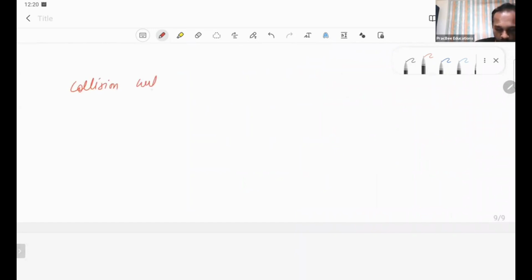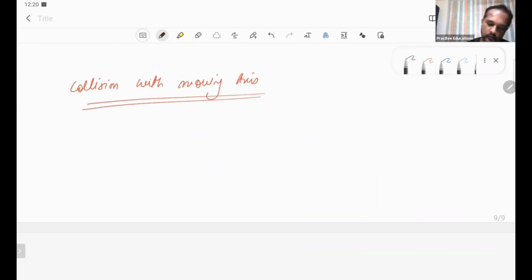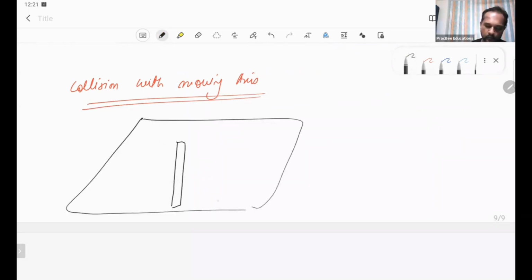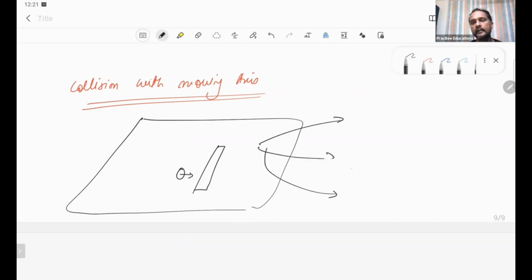With moving axis. So we have a rod, and this rod is freely kept on a horizontal surface. Let's say this is kept on a horizontal surface, and a ball comes and hits it. In such a situation, we can apply three equations, or one of the three equations, or two of the three equations.